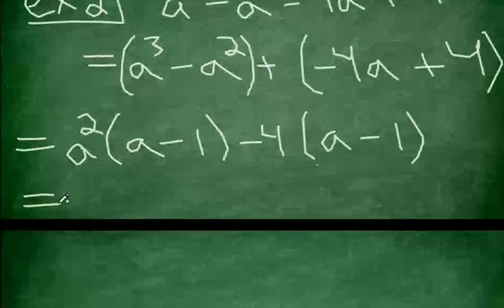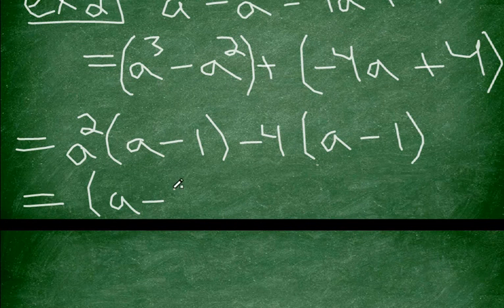And now I factor out the a minus 1 that a squared and minus 4 are attached to. And those are the guys that I'm left with right here, right? So I saw I have to have an a minus 1 in common. I factored that out itself, and I'm left with a squared minus 4, okay?